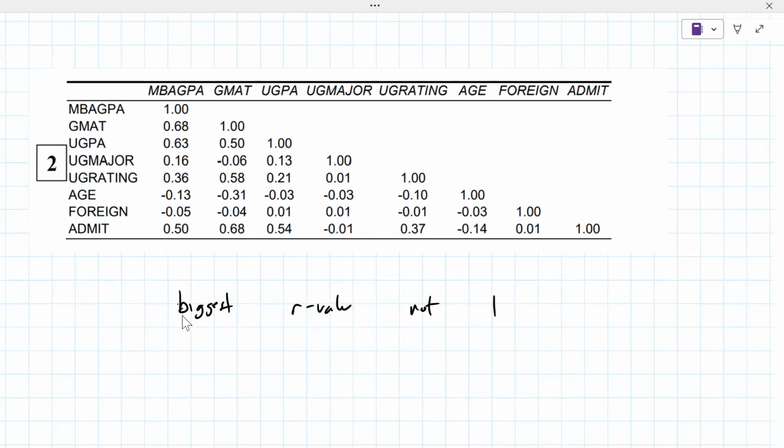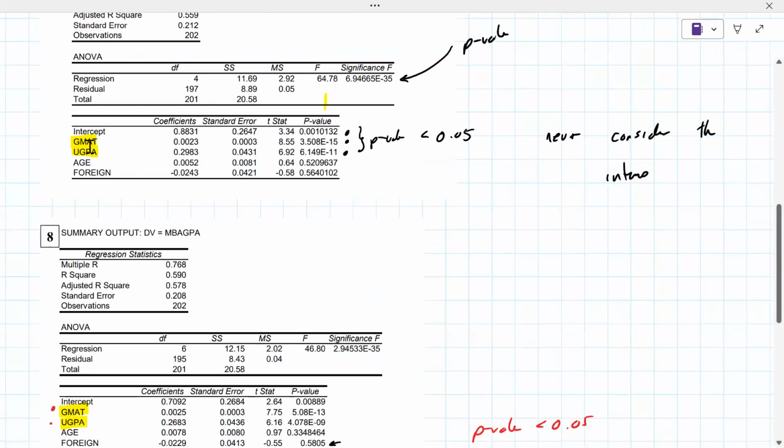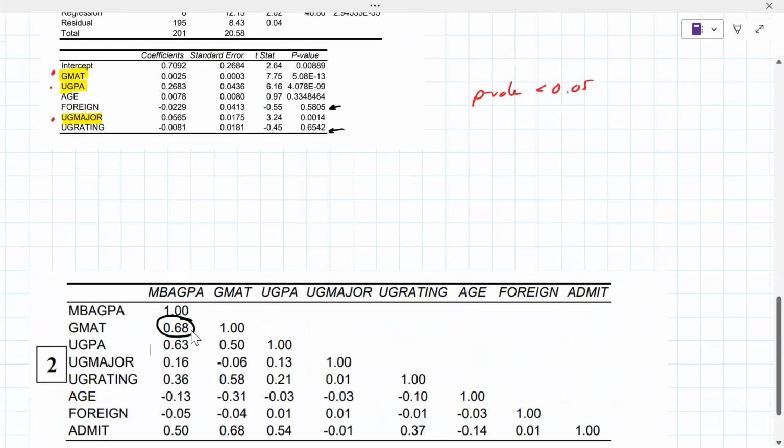Okay, so this one right here is there. Now that, to me, is consistent with what we found: MBA, GPA, and GMAT. We actually found that in this here. Although this, I don't know what this is, so we'll have to see. But they're saying that's the biggest number, but so is the admit and GMAT.